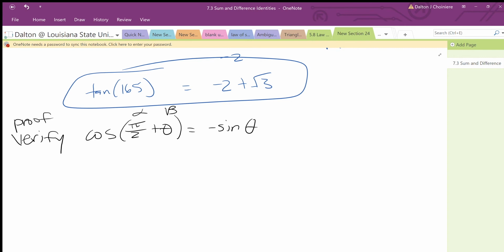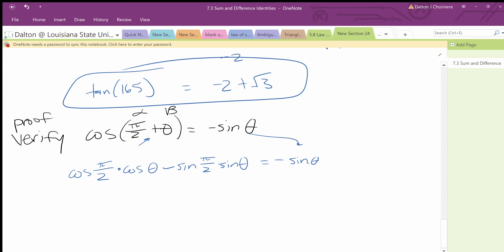So if I use that identity, cosine of alpha plus beta will be cosine alpha, so that's going to be cosine of pi over 2, times cosine beta, which is cosine of theta. And then because this is plus, that means I'm using the top signs. So the top sign on the other side will be minus sine alpha times sine beta, so sine of pi over 2 times sine of theta. And then the right side, I'm just going to keep the same as negative sine theta.